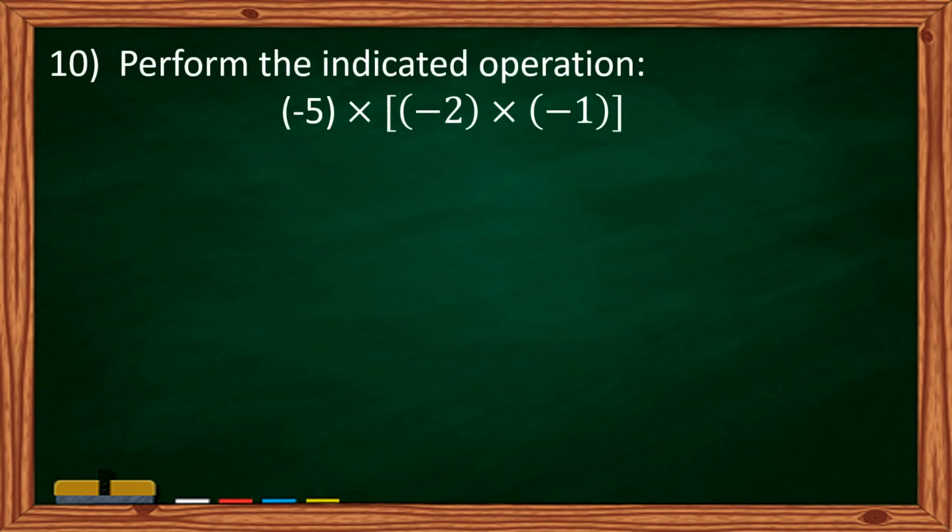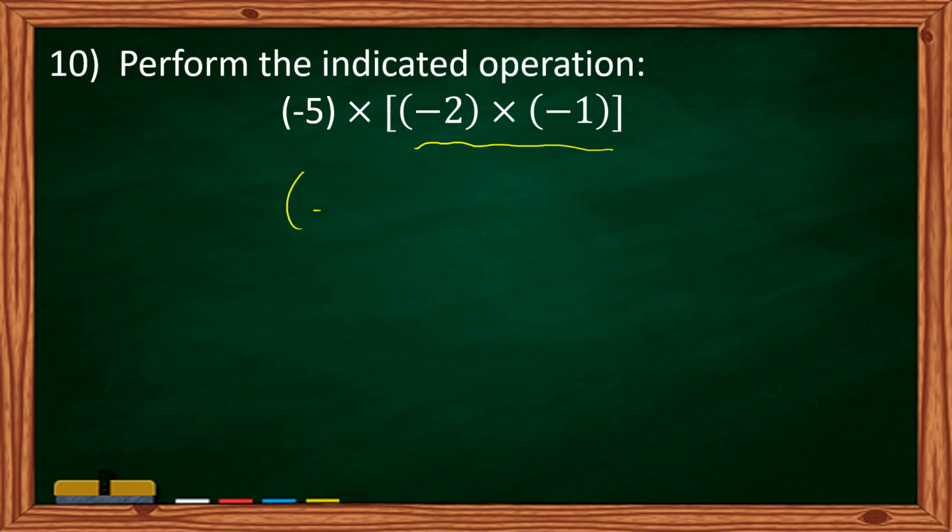Okay, so for number 10, this is also multiplying integers. So the rule is, in multiplying integers, if they have the same sign, the answer is positive. If they have different signs, the answer is negative. And then, of course, we work on the item or numbers inside the grouping symbol first.